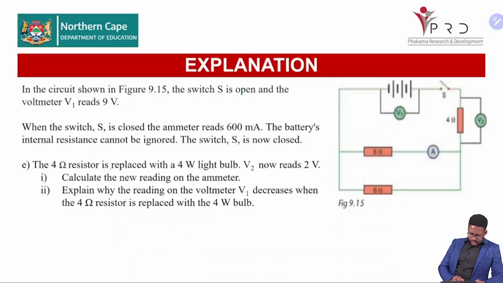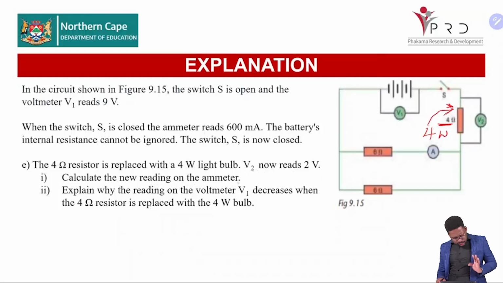Now, the 4 ohm resistor is replaced with the 4 watts light bulb. Here is our 4 ohm resistor, now replaced with the 4 watts bulb. Then V2 reads 2 volts. The first question says calculate the new reading on the ammeter. And besides calculating the new reading on the ammeter, I'm interested in the second question. Explain why the voltmeter V1 will decrease when the 4 ohm resistor is replaced with the 4 watts bulb.